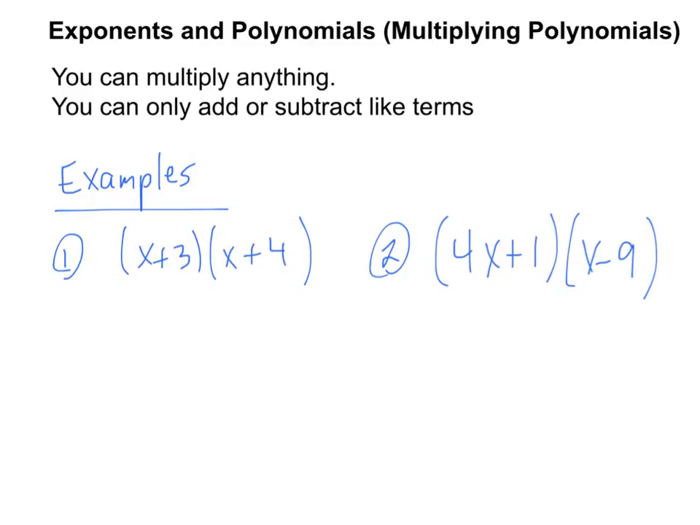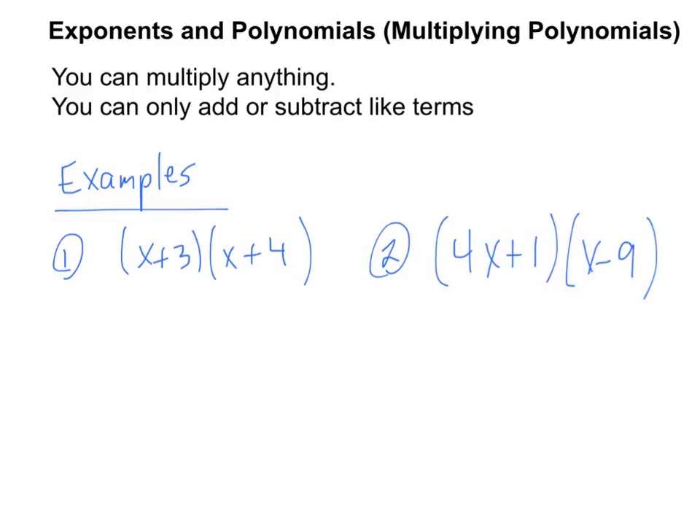Okay, exponents and polynomials, here we are. In this video, I'm going to show you a little bit about multiplying polynomials. Again, going back to some of the other stuff you've heard before, you can multiply anything together, however, you can only add and subtract like terms.